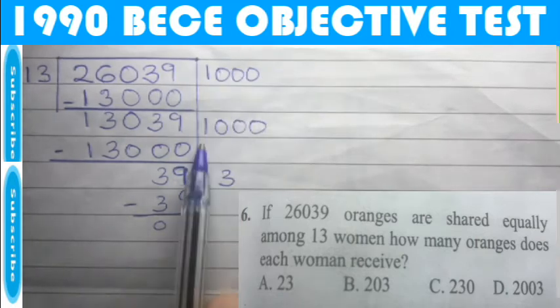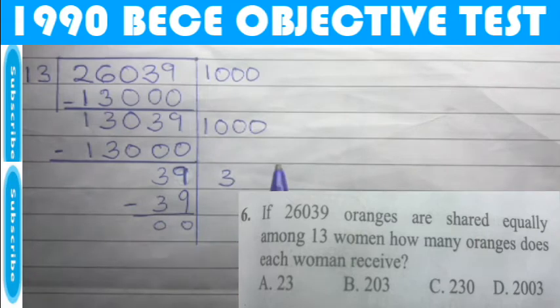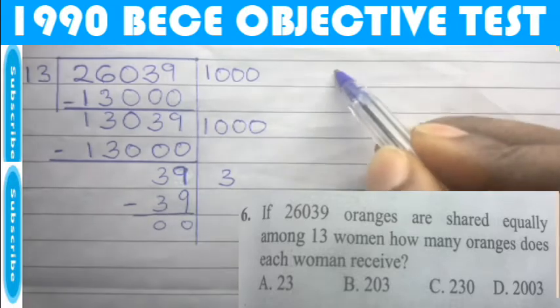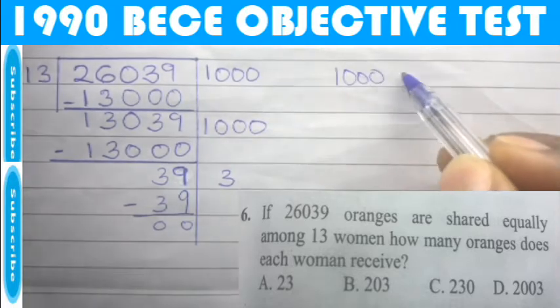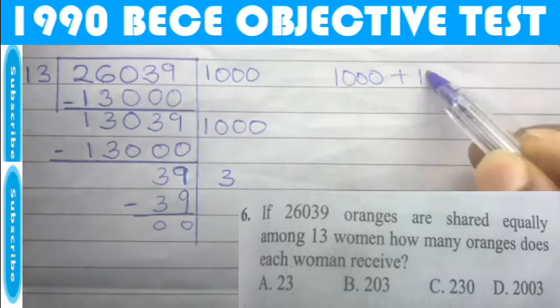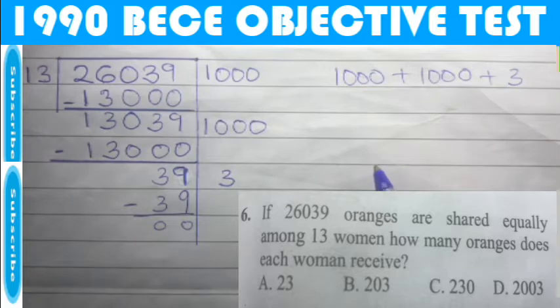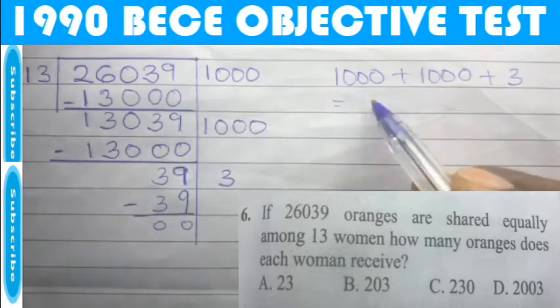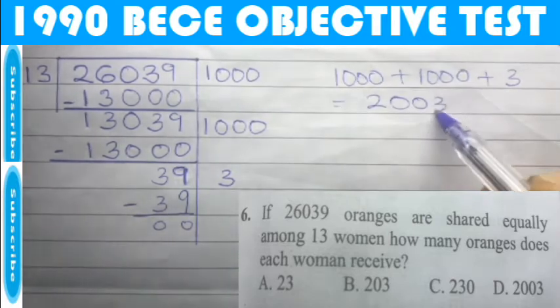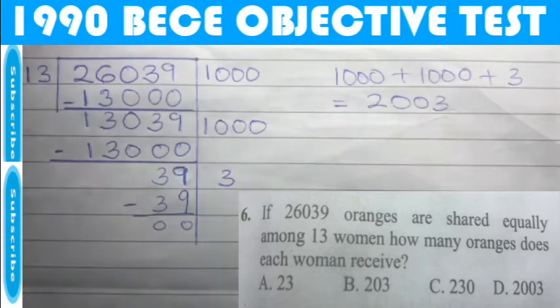So the values that we have over here, we are supposed to add all of them, and that will give us the answer to question 6. So we have 1,000 over here. We add it to 1,000. We add it to 3. So 1,000 plus 1,000 will give us 2,000. Plus 3 will give us 2,003. That will be the sum of these 3 values.